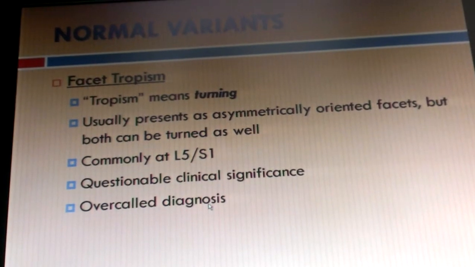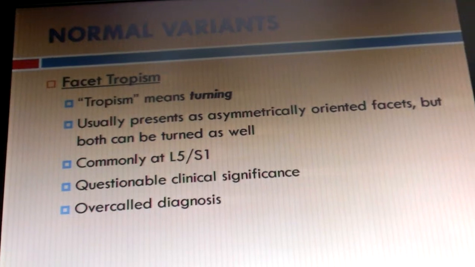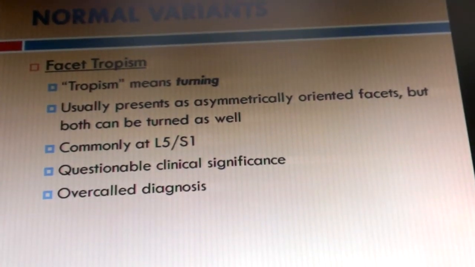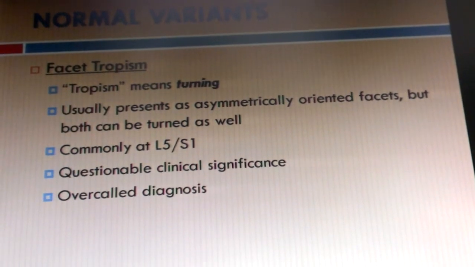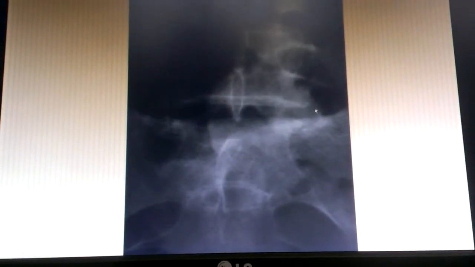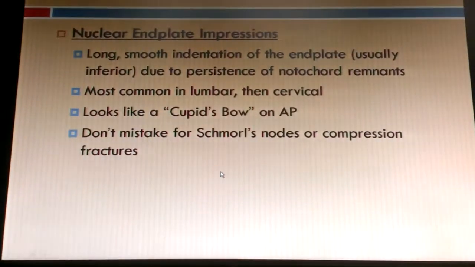And it's an overcall diagnosis in that just because you have that doesn't mean that they're going to have all kinds of problems. But usually having it is a precursor to degenerative changes about those articulations. So here it is, sagittal, and here's coronal. This one is oriented like this, right? And this one straight up and down.